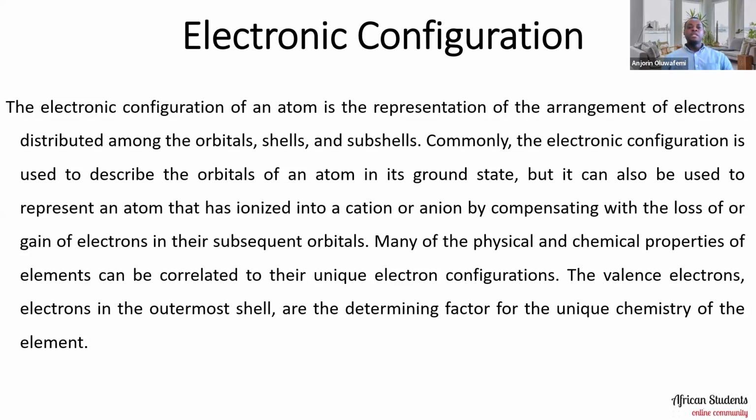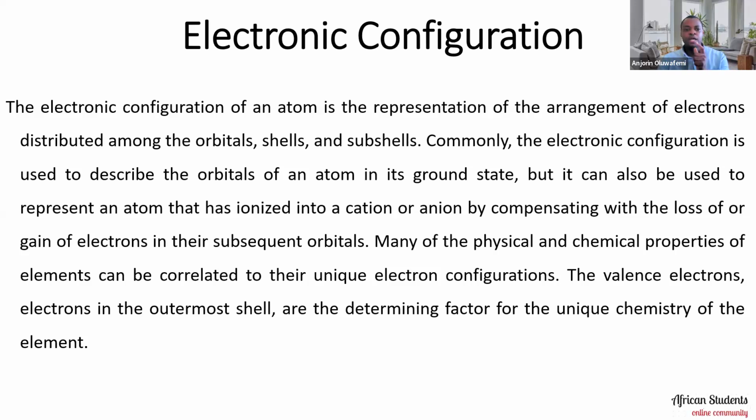So the basic thing is that when we talk about the electronic configuration, we use it to represent the arrangement of electrons distributed among the orbitals, shells, or subshells. We have different orbitals and different shells, as the case may be. That's what the electronic configuration is. As we go further, you'll be looking at different orbitals, how electrons are filled into them, and what amount of electrons can be contained in each orbital. We're going to be looking at that very shortly.